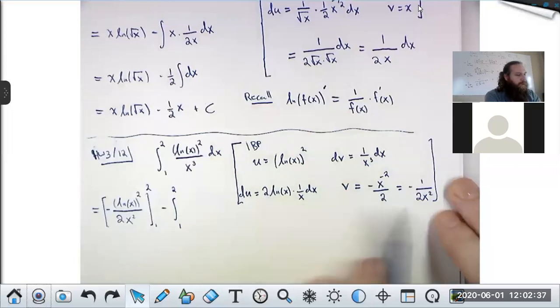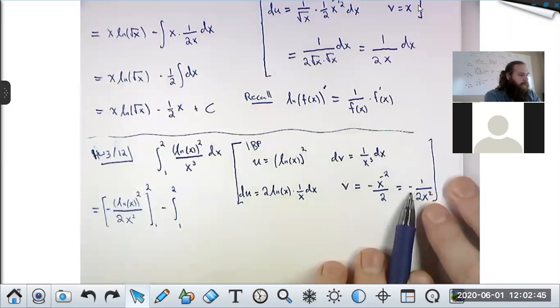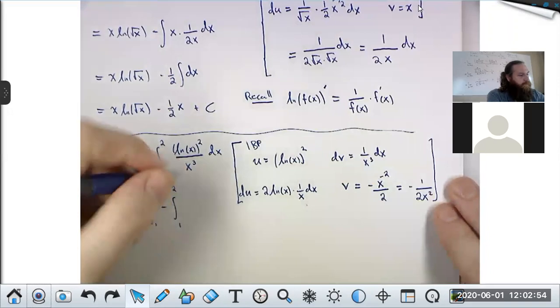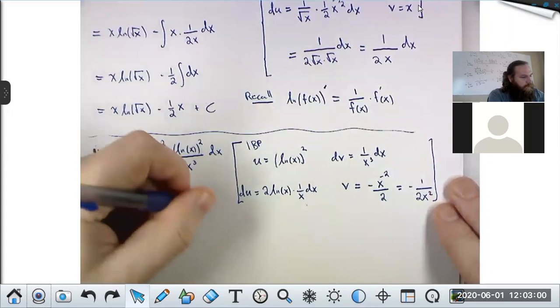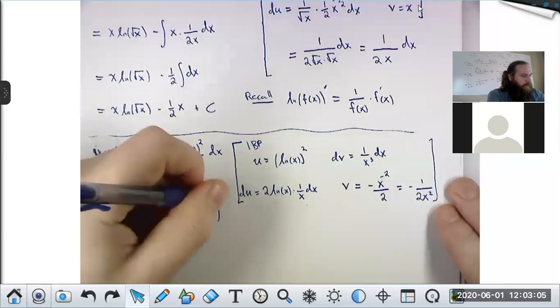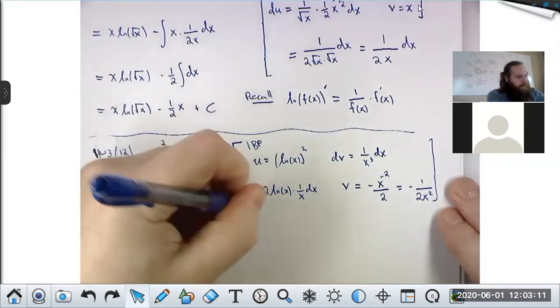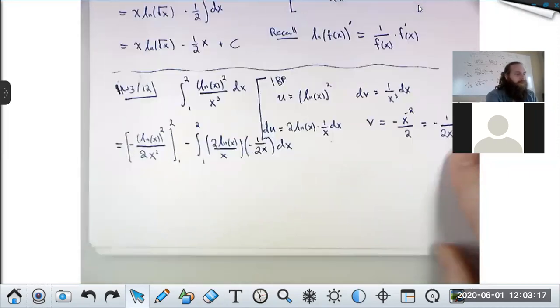So here the 2's will cancel. V times du. Du has a 2 upstairs, v has a 2 downstairs. Those are gone. I have this negative. I have ln x upstairs, and I'll have x squared times x downstairs. So I'll write it in separate steps so we can follow what's going on. 2 ln x over x times negative 1 over 2x dx. Sorry, I kind of cramped that in there, but in my next line I'll do some simplification.